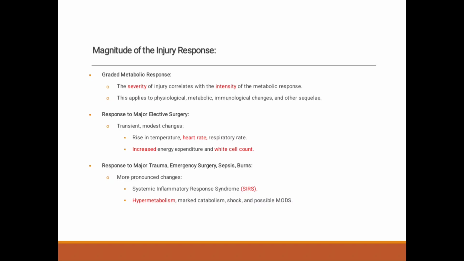The magnitude of injury and response. Here we can see that the severity of injury usually correlates with the intensity of metabolic response. It shows that the more severe the injury, the more intense the metabolic response will be. This applies across all types of metabolic response, whether physiological, metabolic, immunological, or others, equally.